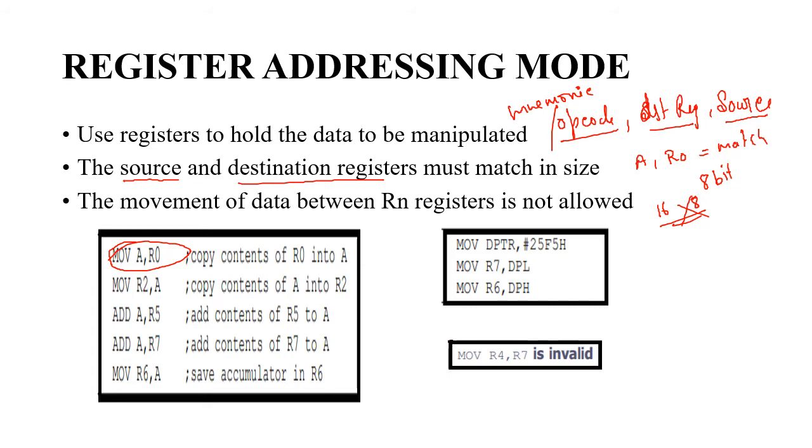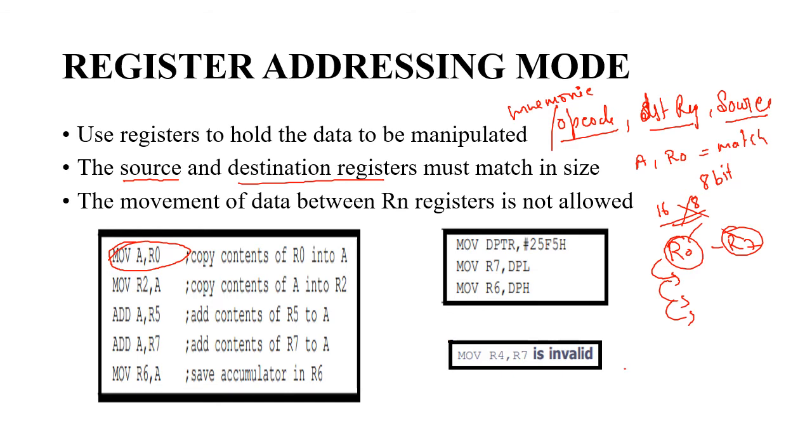So here in case of 8051 we have the registers R0 to R7. We have 4 such banks. If the data to be manipulated is transferred using any one of these registers, then such kind of addressing is called register addressing mode. In the example here, move A comma R0. A is the destination operand, R0 is the source operand.